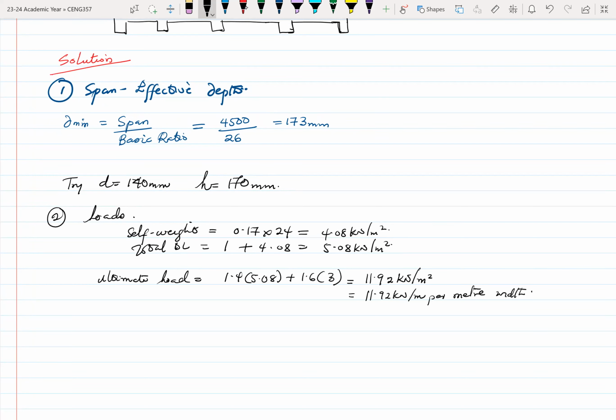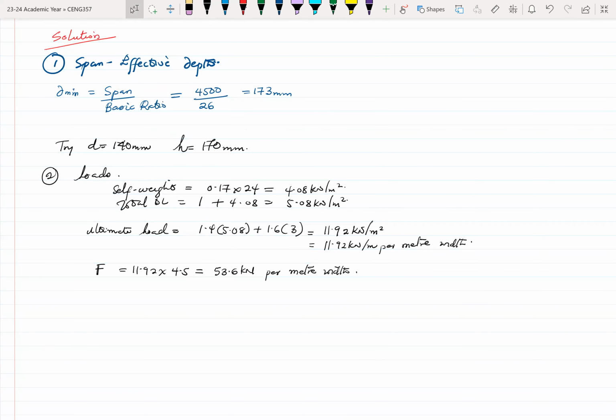So if you want to find this in F, the ultimate load in F, then it becomes 11.92 times 4.5, which is the span. So that should give me 53.6 kilonewtons again per meter width. Okay. All right. So once we have that, we can now determine the bending.